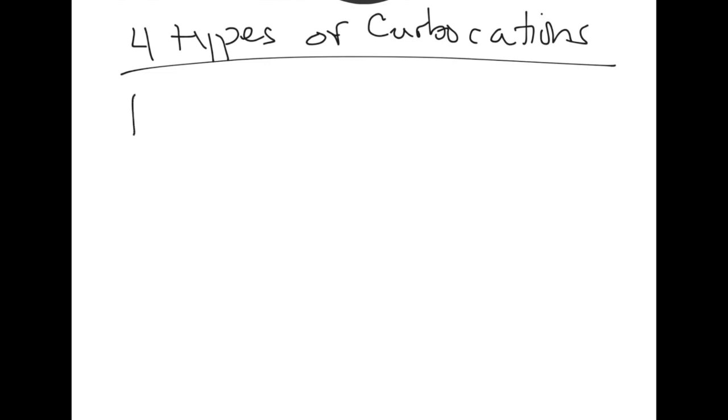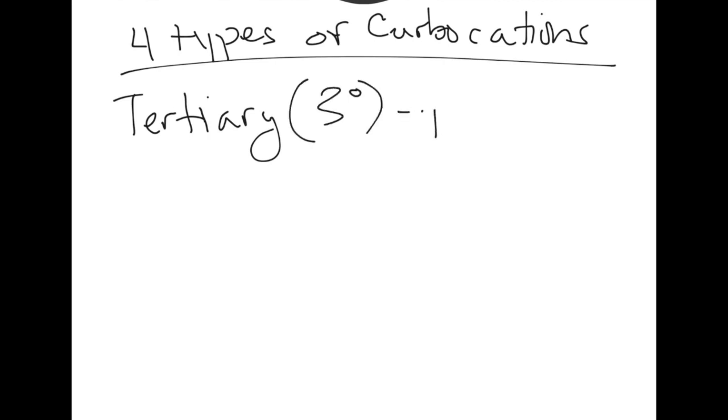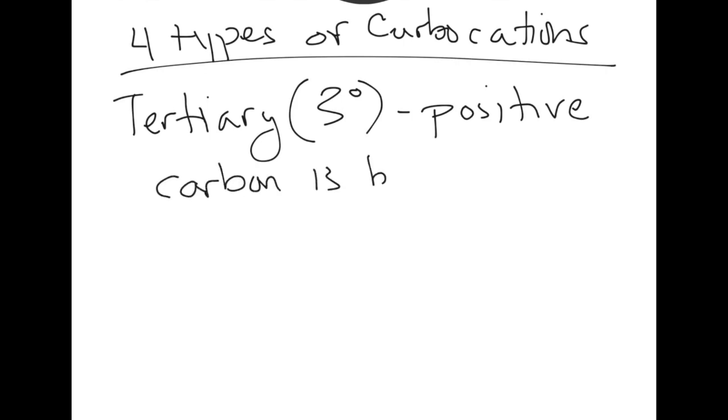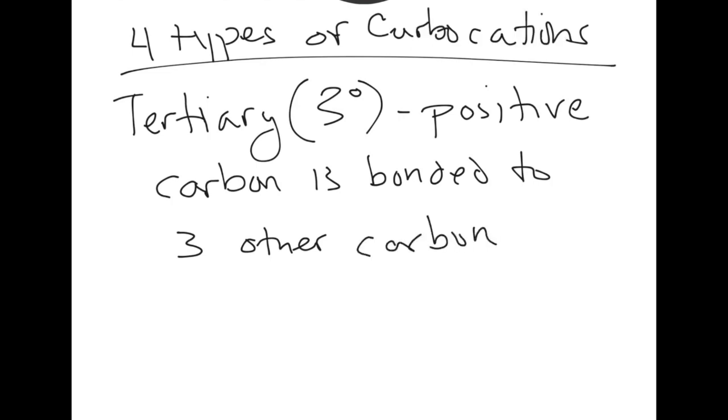Right. So the first type are tertiary. Your positive carbon is bonded to 3 other carbons. So something like that, tertiary carbon, or tertiary carbocation.